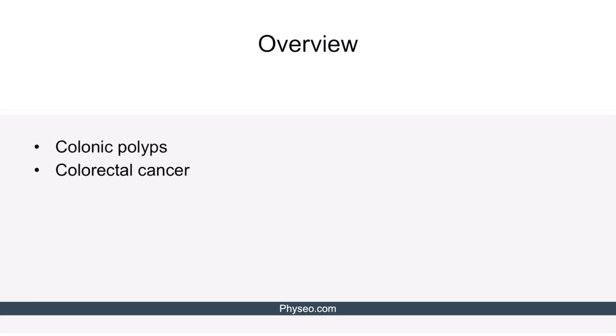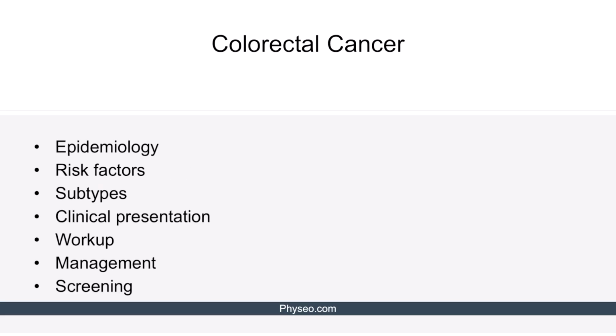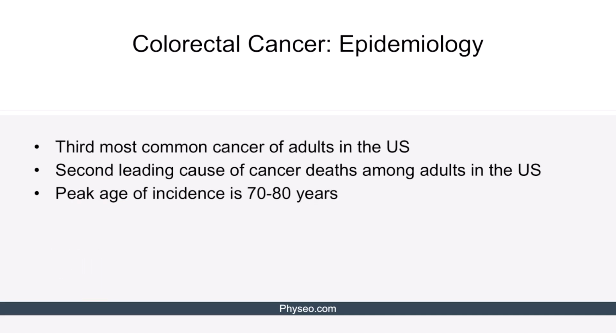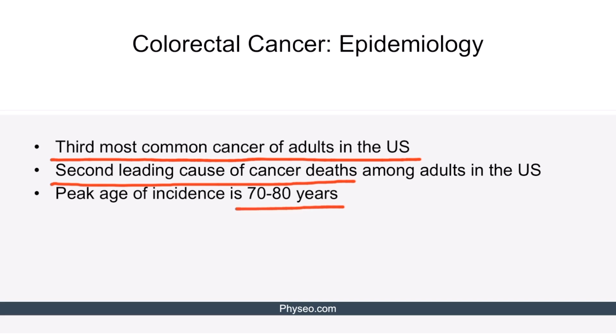Okay, now let's come to our next topic, colorectal cancer. The topics we'll cover during our discussion of colorectal cancer are the epidemiology, the risk factors, the different subtypes you need to know, as well as how it clinically presents, and then, of course, how you work up, manage, and screen for it. So let's start with epidemiology. Colorectal cancer is the 3rd most common cancer of adults in the United States, and it's the 2nd leading cause of cancer deaths among this population. And the peak age of incidence is between 70 to 80 years old.